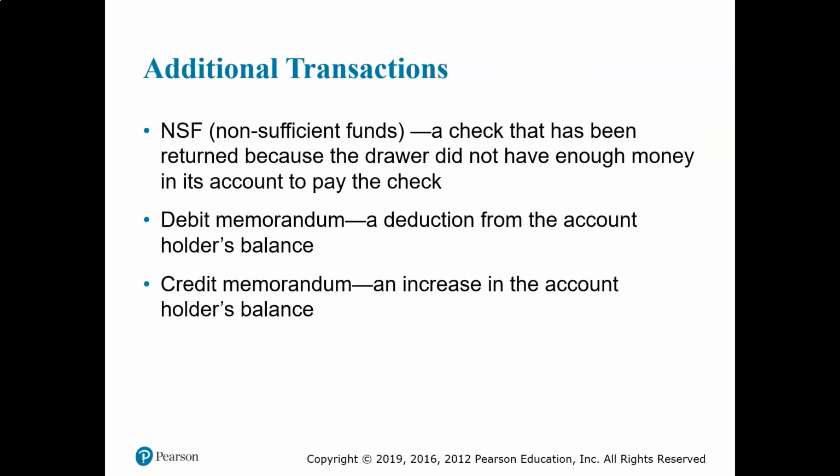Okay, additional reconciling items: an NSF check, a not sufficient funds check, a check that has been returned because the drawer did not have enough money in its account to pay the check. So you may have one of your customers give you a check, it bounced, they did not have $500 in their account, so therefore you don't have the $500 in your account that you thought you did at the time you did the deposit on your cash account. So you've got to reverse that out, and quite often there is like a $30 to $50 fee associated with that that you have to record.